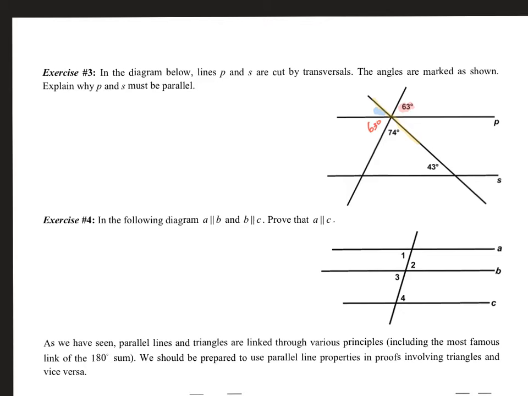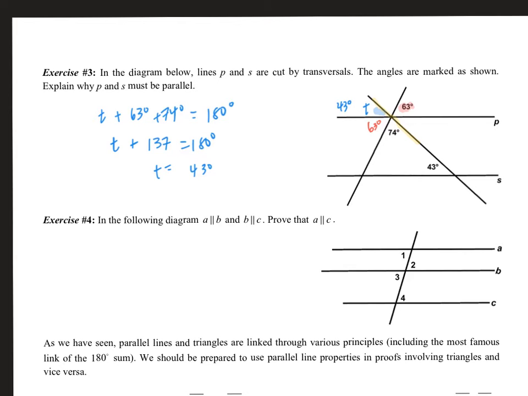So I know that this angle, let me call it T, right? So I know that T plus 63 degrees plus 74 degrees is going to equal 180. Now, when I solve for this, I can combine these like terms. So I have T plus 137 equals 180 degrees. Subtract 137 on both sides, so I get T equals 43 degrees. Okay, so I know that T is actually 43 degrees.